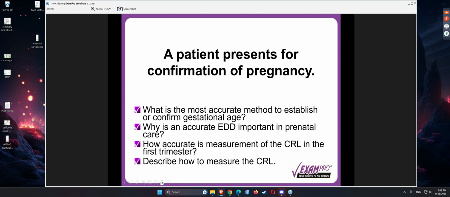Okay, so the most accurate method for establishing gestational age would be an ultrasound in the first trimester that is consistent with the last menstrual period. So within 5 days, if you're under 9 weeks, and I believe 7 days up to 14 weeks. Okay, keep going. I'll come back and I'll give you feedback.